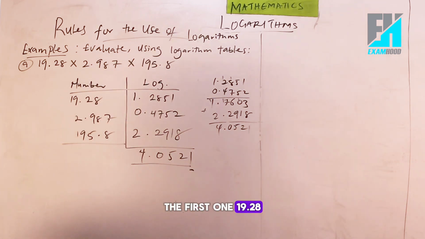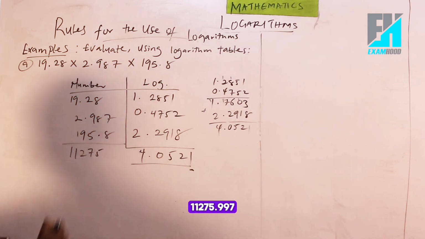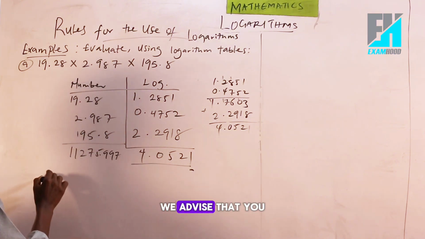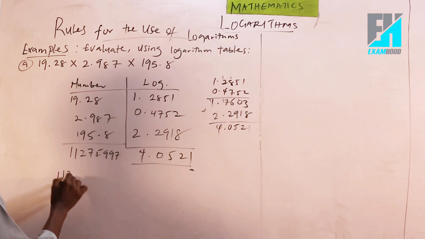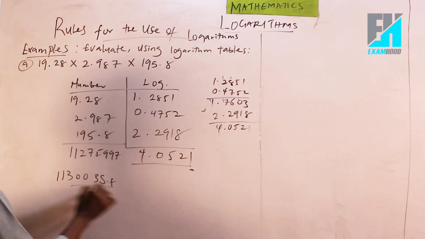Okay, the first one, 19.28 times, you do that normally, the normal multiplication, 2.987 times 195.8. That gives us 11275.997. Mostly, we advise that you leave it in 3 significant figures. That is 11300, 3 significant figures. And that is the answer.